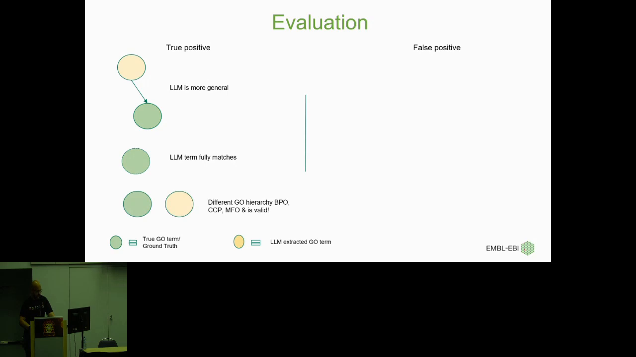We have seen cases where the curator has given a Go term from, for example, the molecular function aspect, while the LLM has extracted a biological process term. They're not necessarily wrong. If the curator thinks that they're still valid, we consider it a true positive. A false positive is when the LLM has gone more specific. We trust the true data set. So if there was a specific term, the curator might have found it. So it would be considered misinformation, therefore a false positive. Again, if the term is in a different Go hierarchy and does not make sense, it's a false positive.